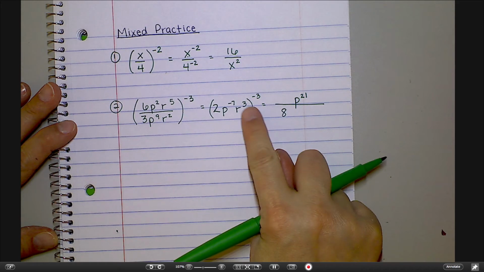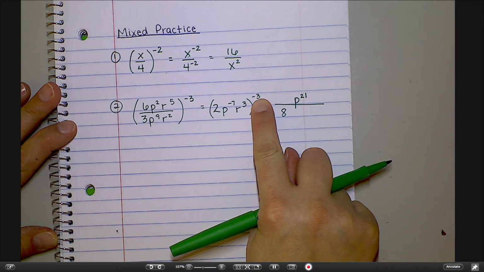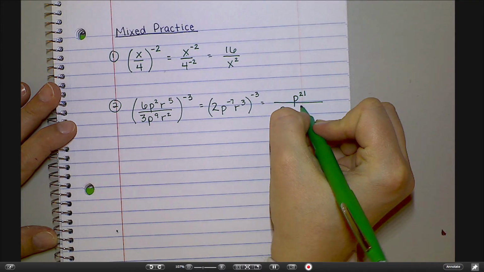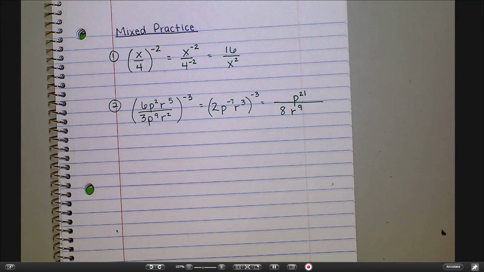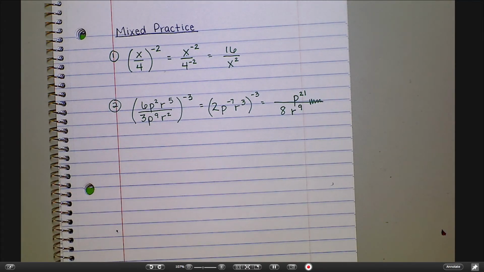And then here, 3 times negative 3 makes negative 9, which means this goes on the bottom. And when I put it on the bottom, it doesn't need to be negative anymore. So the final answer looks a little weird because I made my fraction bar too big, but it would be p to the 21st power over 8r to the 9th.